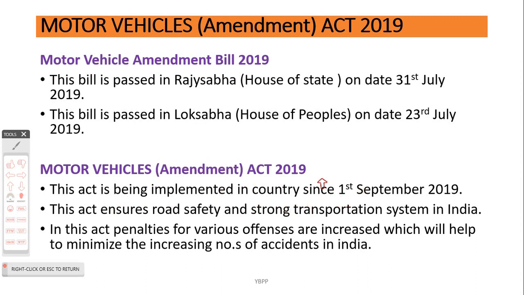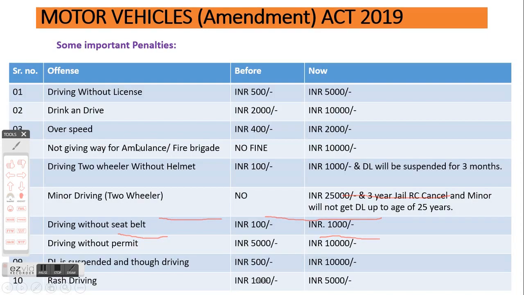This act has been implemented in the country since 1st September 2019. This act ensures road safety and a strong transportation system in India. It makes provision regarding road safety and a strong transportation system. In this act, penalties for various offences are increased, which will help to minimize the increasing number of accidents in India, as the number of accidents in India has been increasing for the last 5 years. So to minimize that, this act will be helpful.